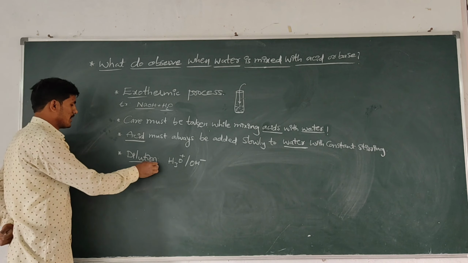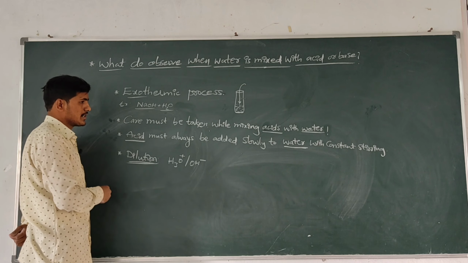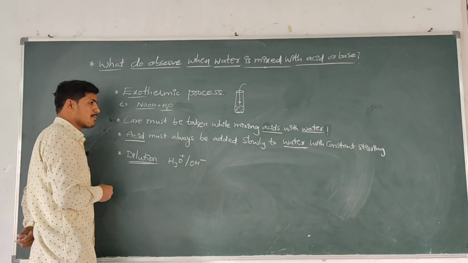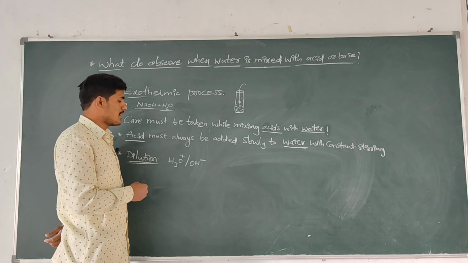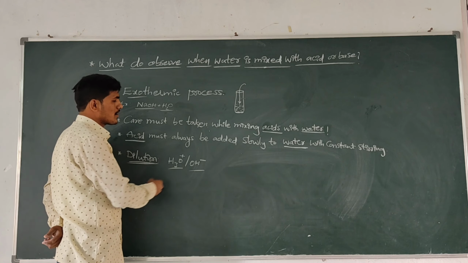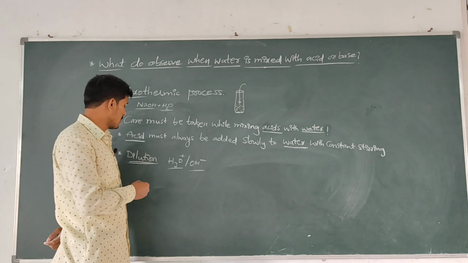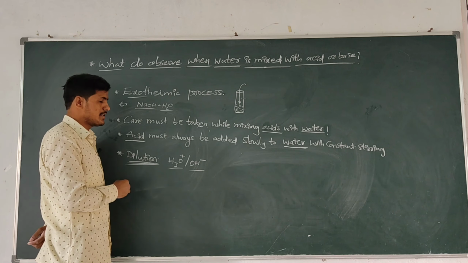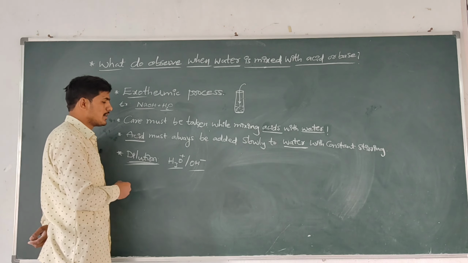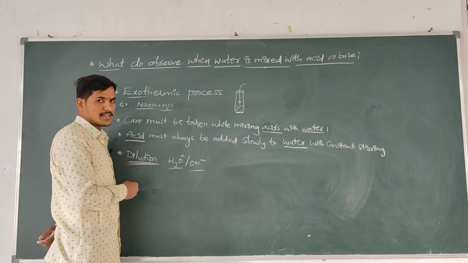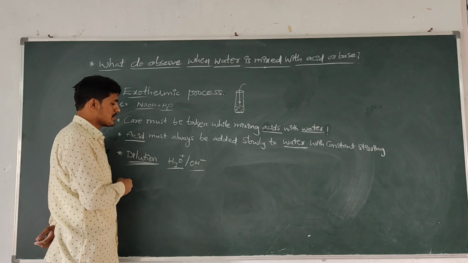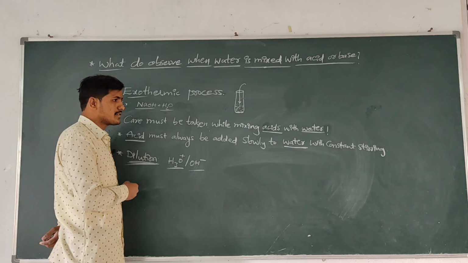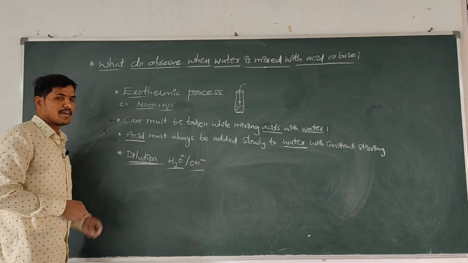Next, another point. What is meant by dilution? The mixing of water with acids or bases decreases the hydronium ions or hydroxide ions in the solution, and this is called dilution. Once again, dilution means the mixing of water molecules with acids or bases, which reduces the hydronium ions or hydroxide ions in the solution. This process is called dilution.